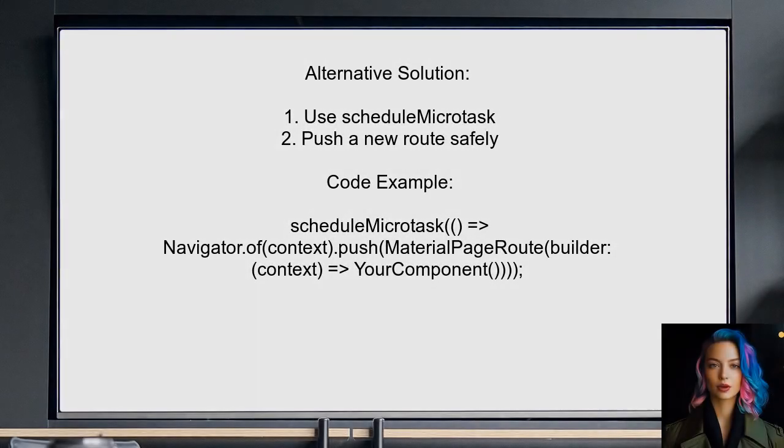An alternative approach suggested by another user is to use the scheduleMicrotask function. This allows you to push a new route without causing build errors. You can wrap your navigation code inside scheduleMicrotask to ensure it runs after the current build phase.